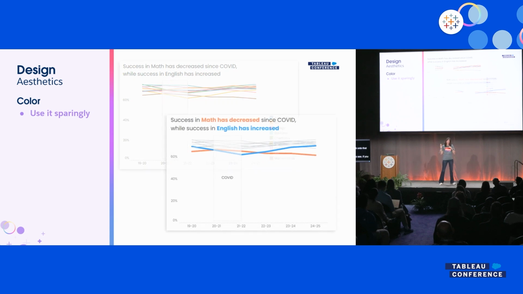If you use color more sparingly, you gray out those supporting characters in your story, and you put the high beams on the ones that matter, all of a sudden that story pops. It's very easy for your user to see, oh yeah, those two courses are really diverging since COVID. What's going on there?